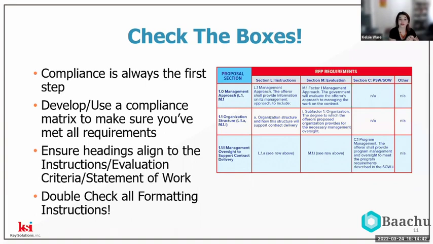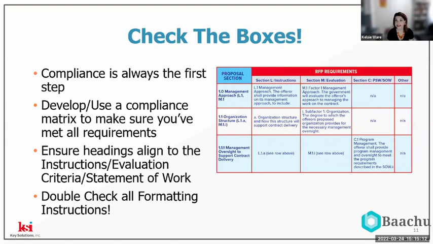The easiest way to do this, once you've developed your compliance matrix, is to make sure that your headings match the headings in your outline. So over here, we're breaking it down by our heading matching our Section L and Section M, or our instructions and our evaluation criteria. Then we're just going to make it easy on ourselves and cross-check that throughout our outline and make sure that we're hitting all of the requirements.